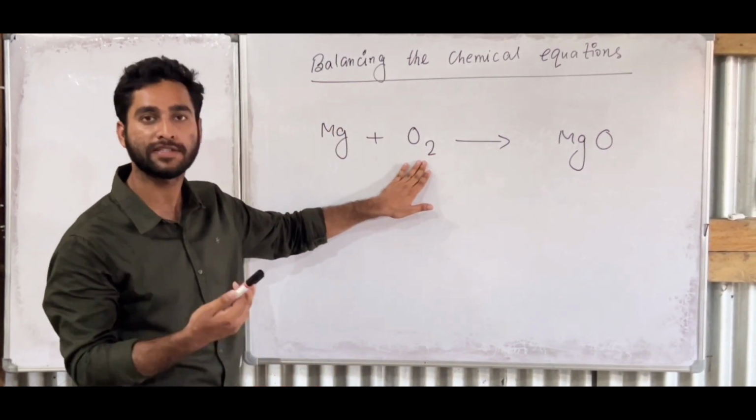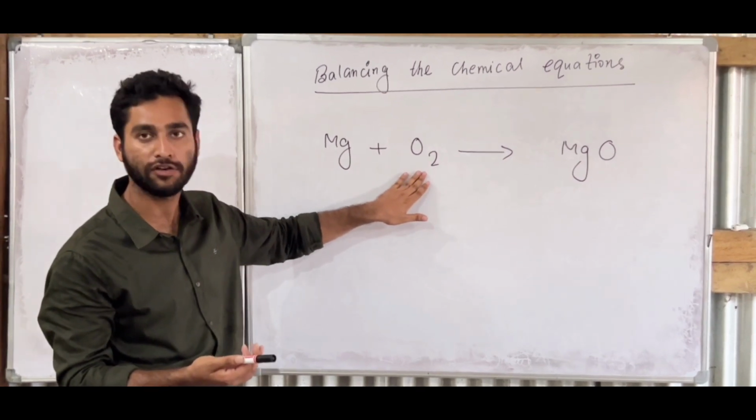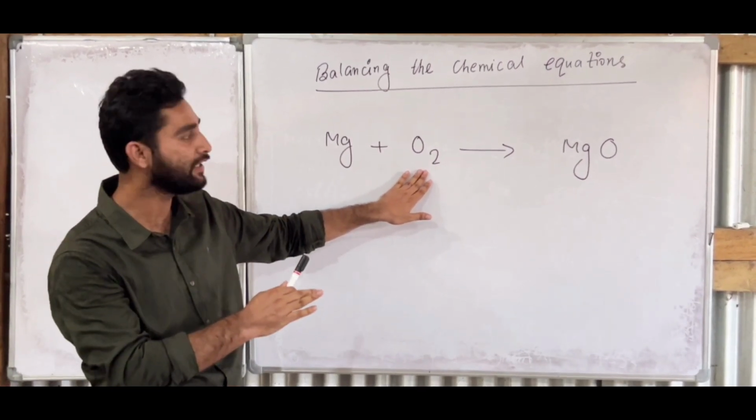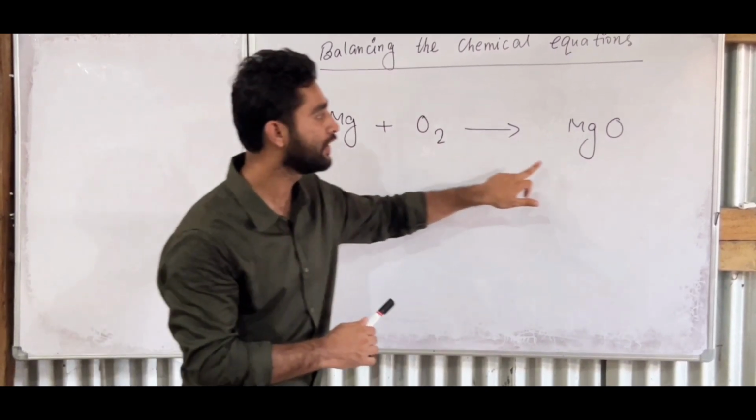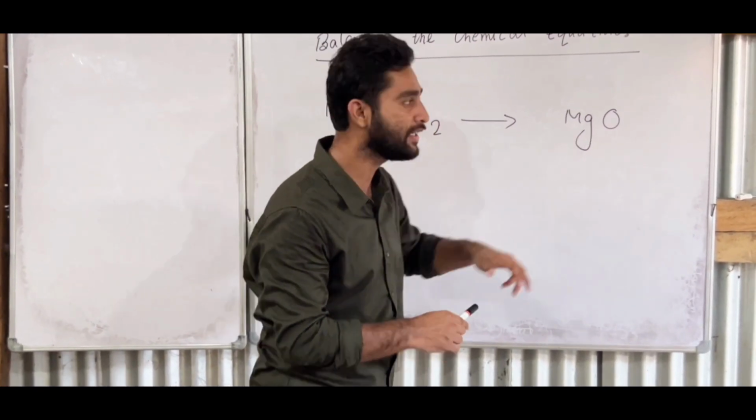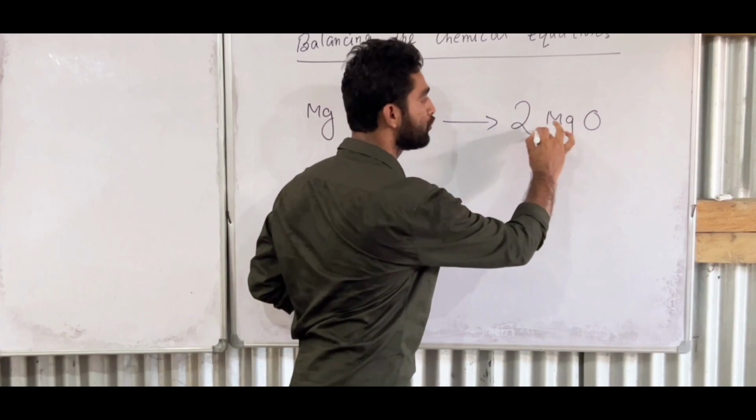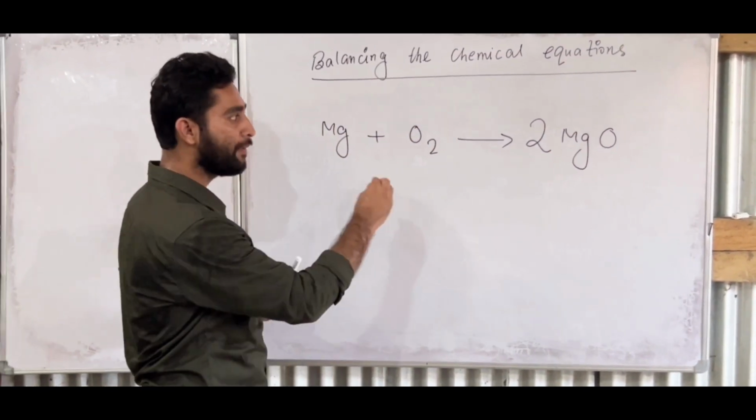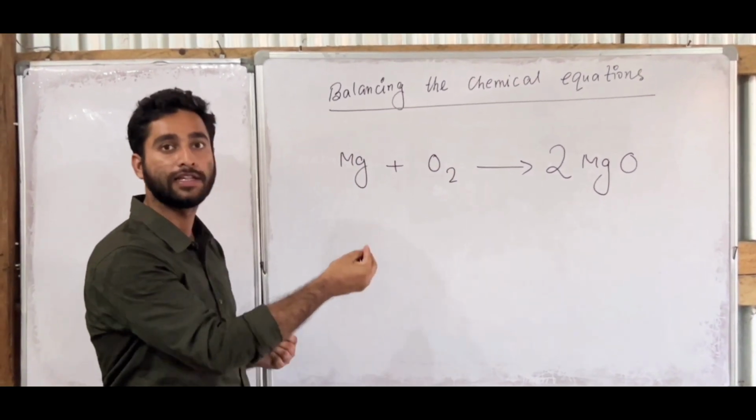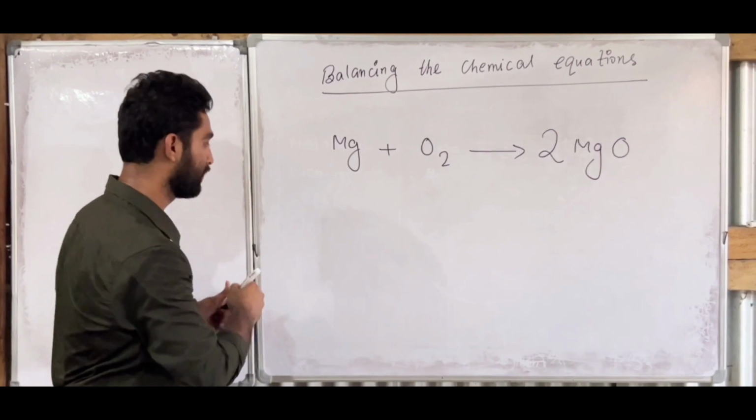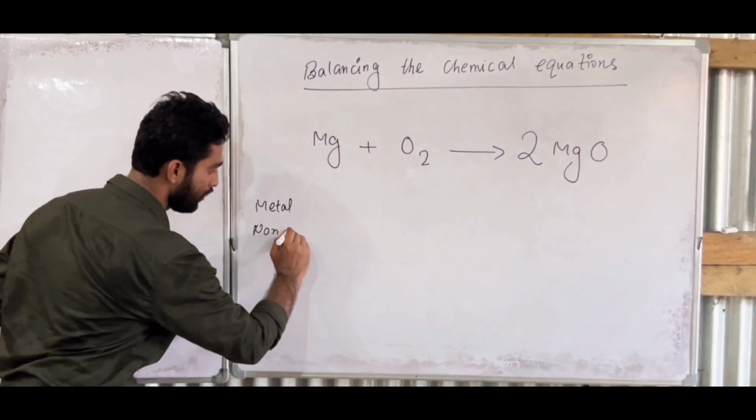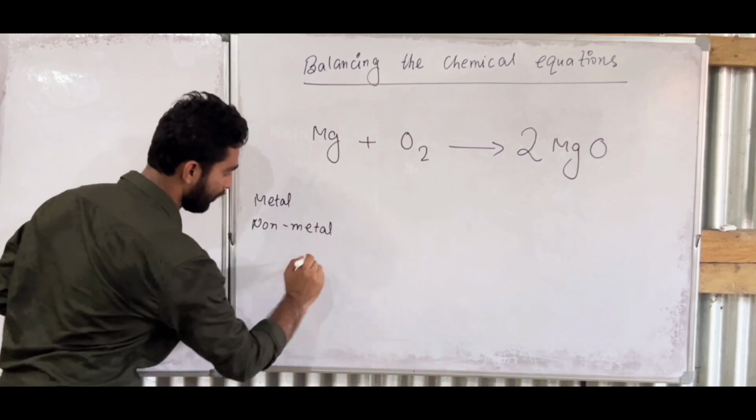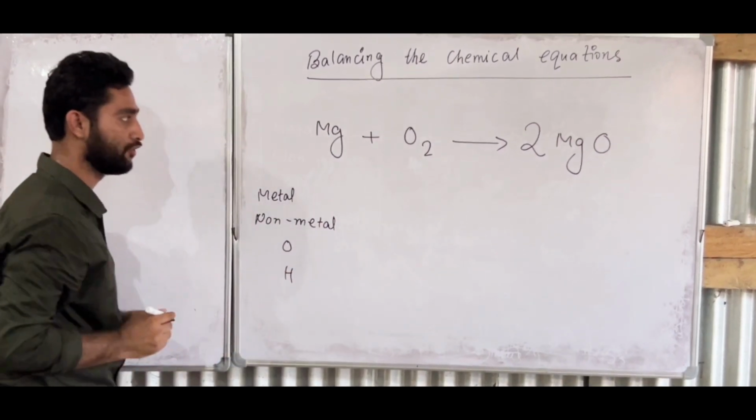Now you try to balance the non-metal. So other than oxygen and hydrogen, there are no non-metals, isn't it? Only oxygen is the non-metal. So here oxygen how many? 2. Here oxygen how many? 1, isn't it? So that is why you have to put 2 here. Now whenever you are putting any number, then you have to start from the beginning. Beginning means what? First metal, then non-metal, then oxygen and hydrogen.